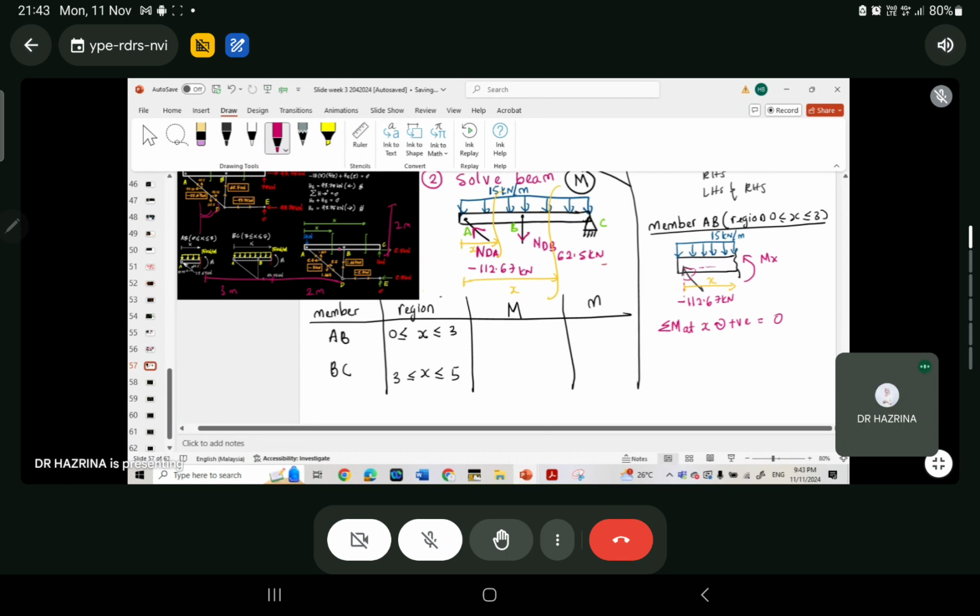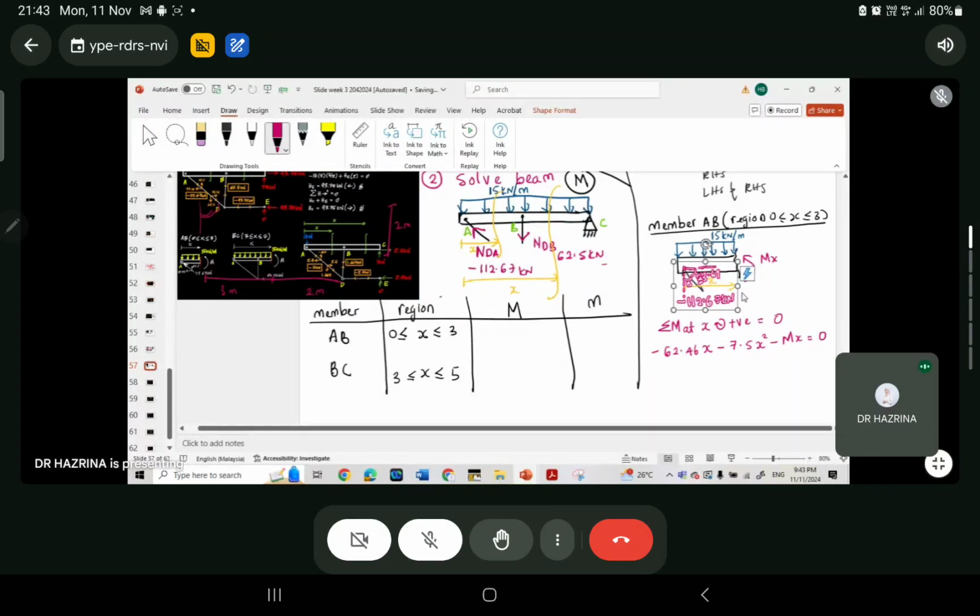Doktor, saya dapat negatif 62.46x tolak 7.5x square, minus mx equals to 0. So dekat sini boleh beritahu angle mana you ambil? Saya ambil angle yang dalam, angle A. Berapa angle you? 33.69. So meaning dekat sini kejap.